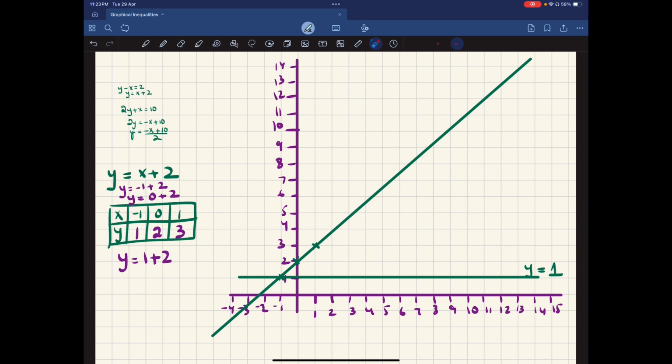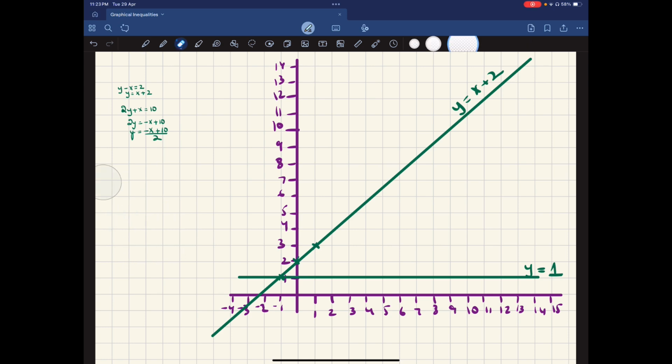After that, you're going to label your straight line with the equation y = x + 2. Okay, now we're left with the third line, which is y is equal to (-x + 10) over 2.